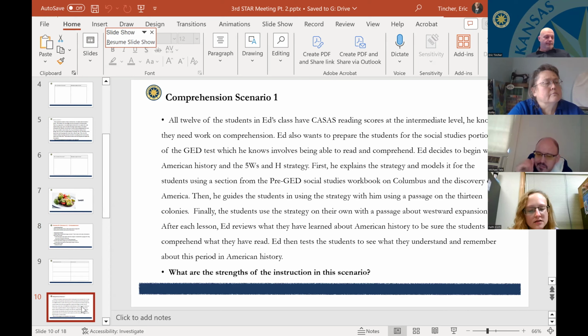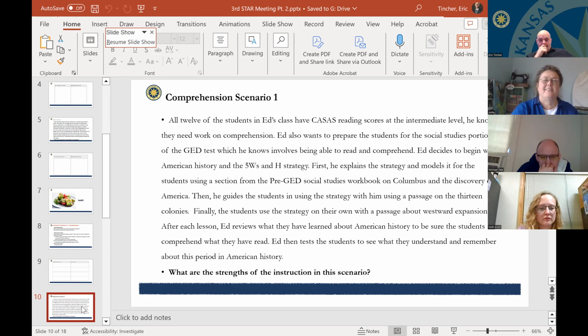Then he guides the students in using the strategy with him using a passage on the 13 colonies. Finally, the students use the strategy on their own with a passage about the westward expansion. After each lesson, Ed reviews what they have learned about American history to be sure the students comprehend what they have read. Ed then tests the students to see what they understand and remember about this period in American history.